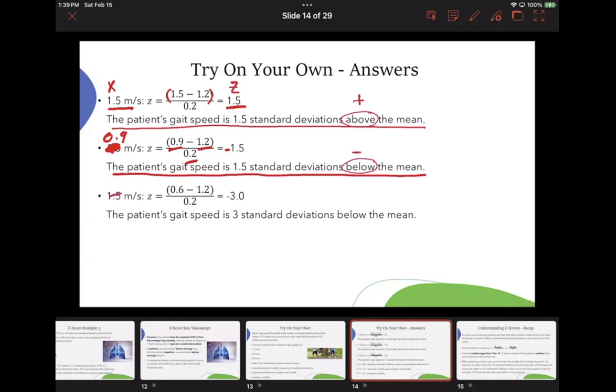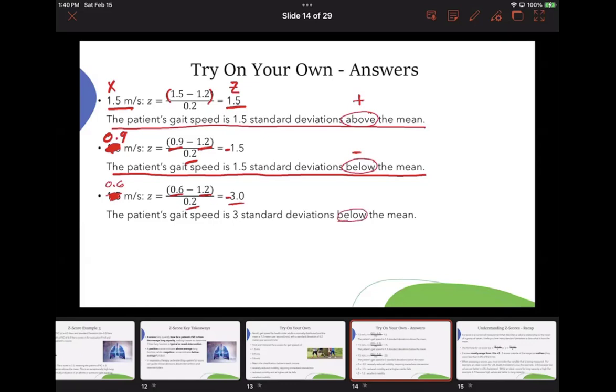And okay, one more, and I mistyped this one too. This should say 0.6. So for the last patient with a gait speed of 0.6, plugging in that 0.6 where x is, subtract the mean and divide by a standard deviation. This one gives us a z-score of negative 3.0. So because it's negative, it is below the mean.